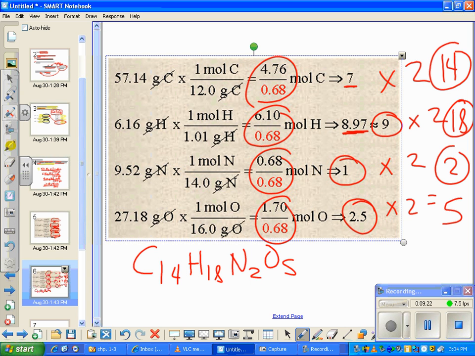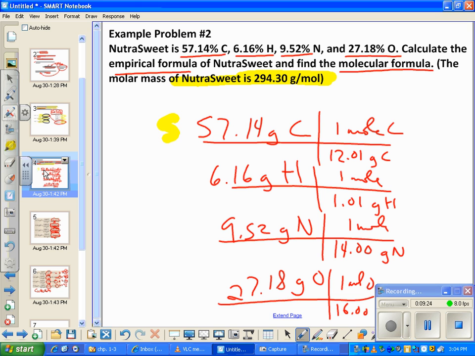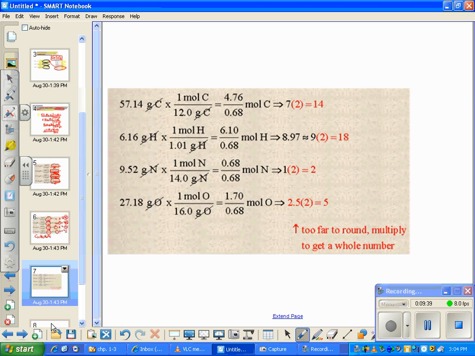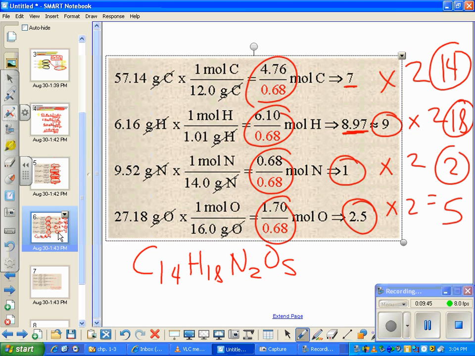But remember, in the original problem, they also asked me to find the molecular formula. So then I got to go back and look at the steps for a molecular formula. First, find the empirical formula. Check. Did that. Second thing is I have to calculate the empirical formula molar mass. So if I look, where am I here? I have to actually calculate it out using the periodic table.